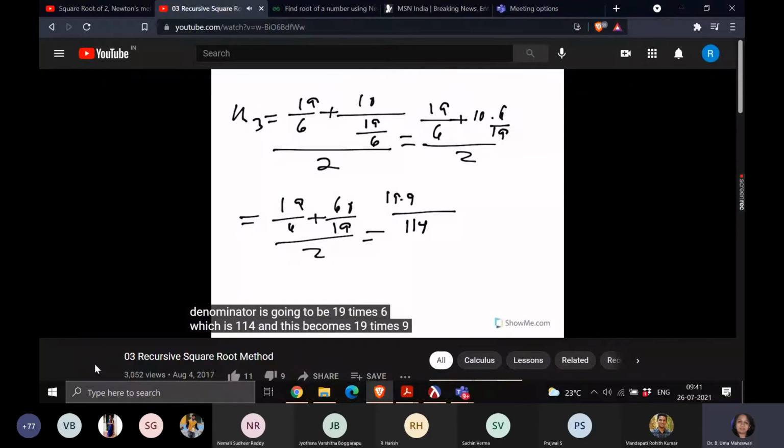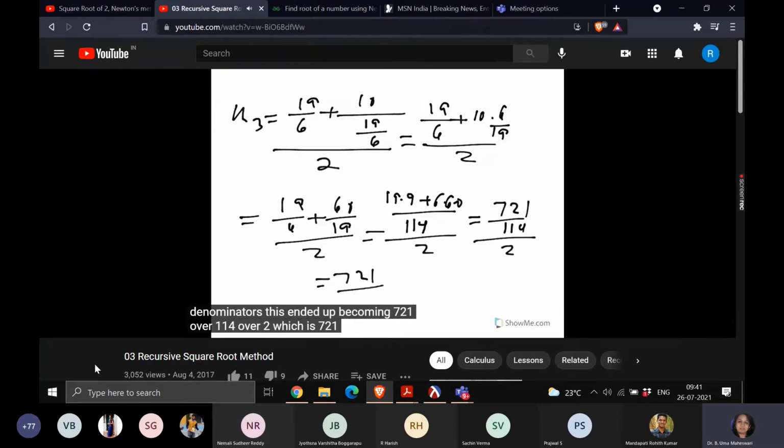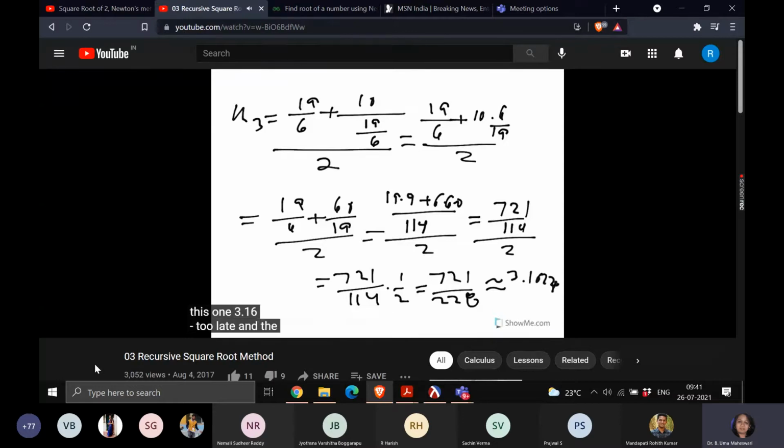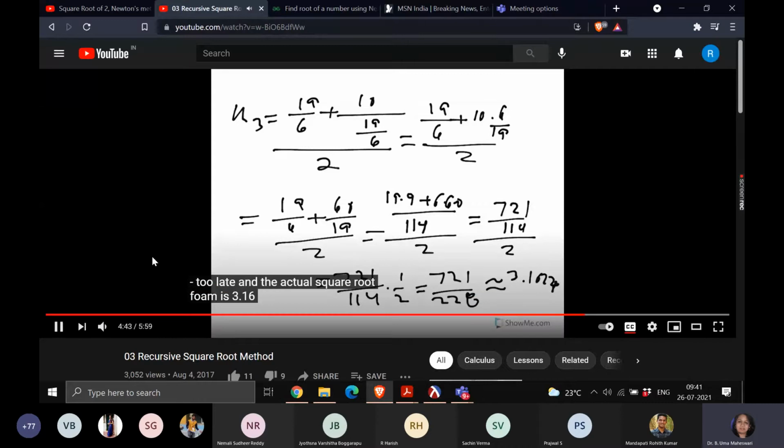And this becomes 19 times 9 and 6 times 60. That's with common denominators. This ends up becoming 721 over 114 over 2, which is 721 over 114 times 1/2, which is 721 over 228. That is very close to the square root of 10. This one is 3.16228, and the actual square root of 10 is 3.162277. So very good.